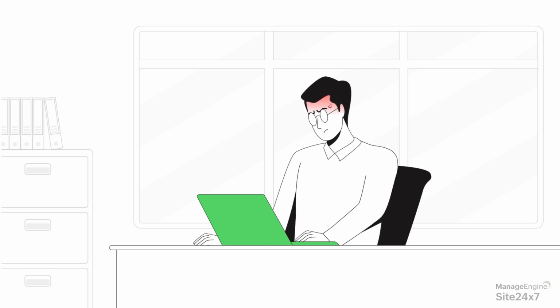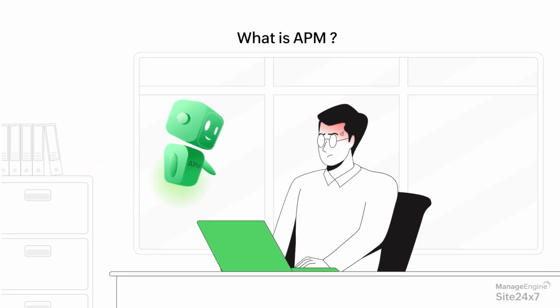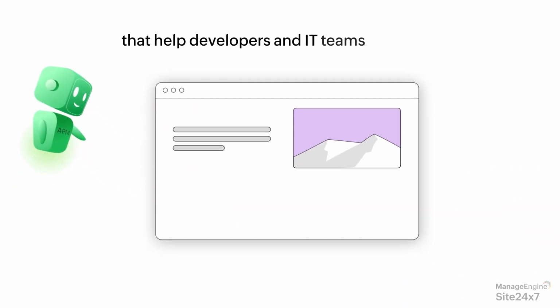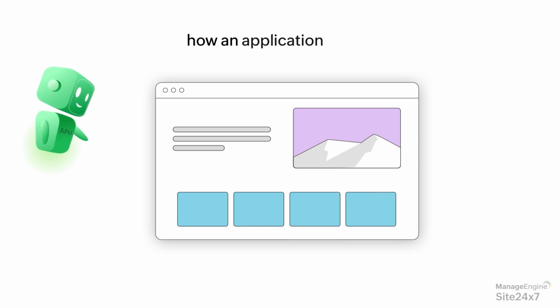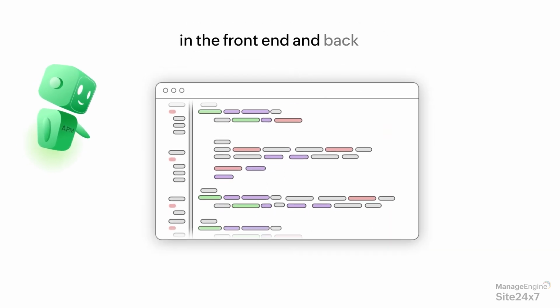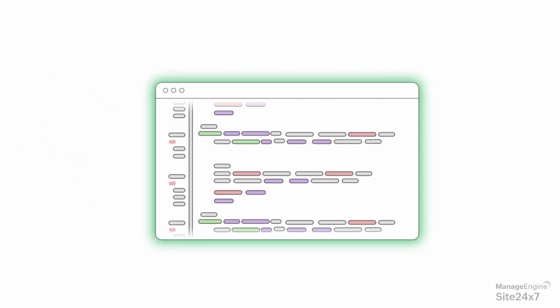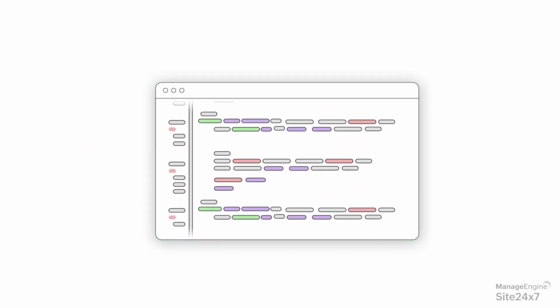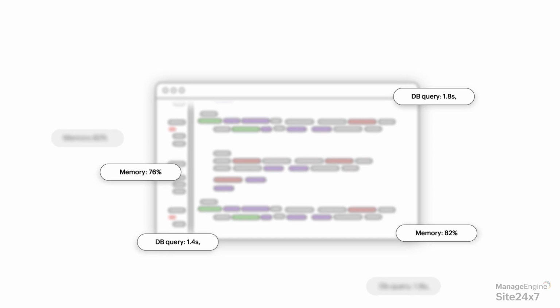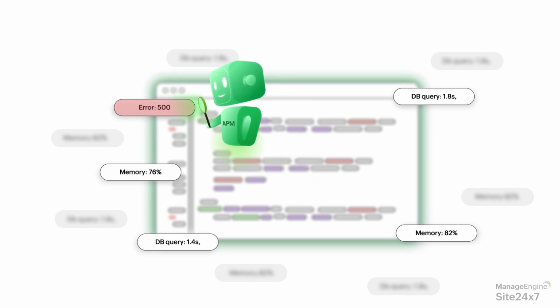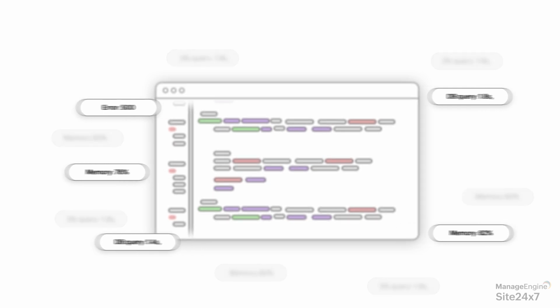That's where Application Performance Monitoring, or APM, comes in. APM is a set of tools and practices that help developers and IT teams understand how an application behaves in the front end and back end. What does APM do? It collects detailed performance data from across your application stack. That includes everything from database query times to memory usage, error rates, and transaction traces. The goal is to monitor, detect, and diagnose performance issues before they affect users.